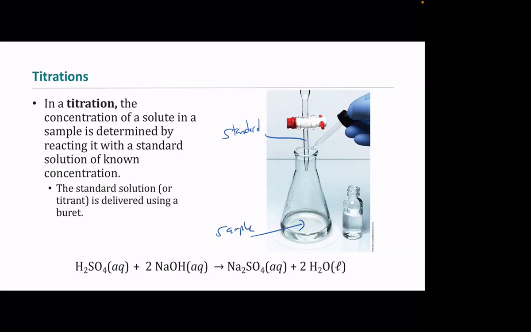So someone can come to me with a sample and say, hey, how much acid is in this sample? Well, I can titrate it with a base. And knowing the reaction, I can use my stoichiometry. So I guess there is a little bit of stoichiometry here. I can use my stoichiometry to figure out what the concentration was of that original sample.